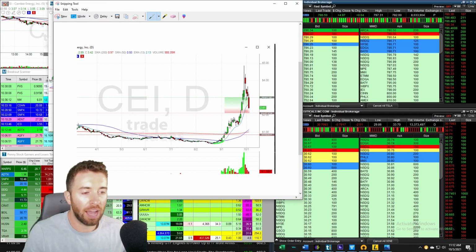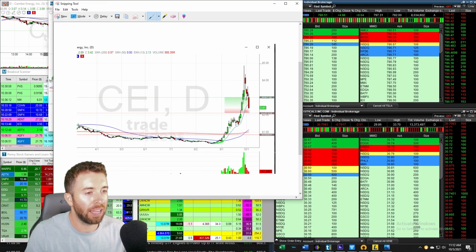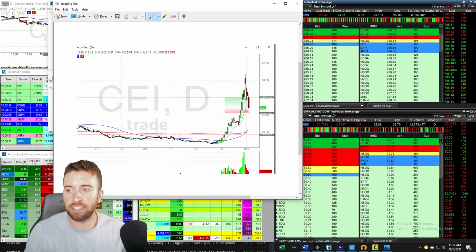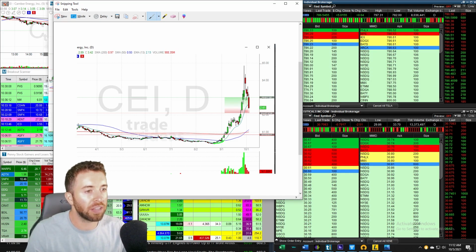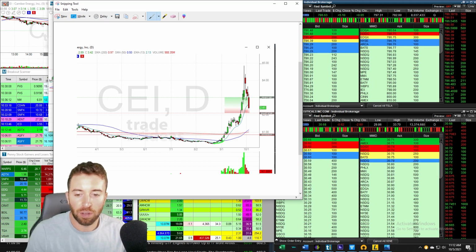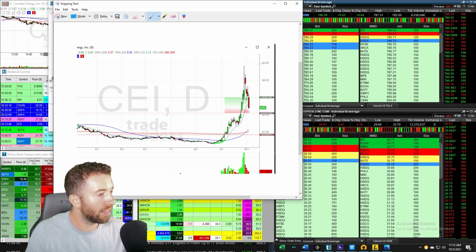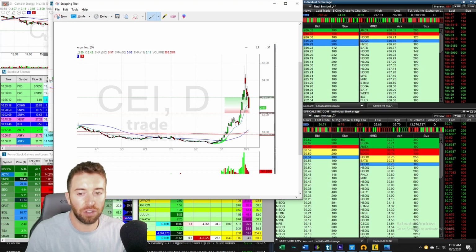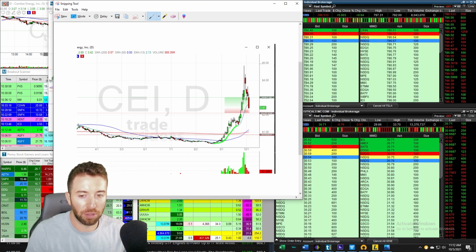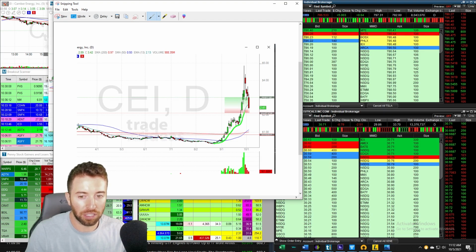How many times have you guys ever jumped into a play and you didn't know where to sell? You say, Deck, I want to keep holding this play, but I don't know where to get out of it. Well, from now on, if you want to hold this play for multiple days, as long as it holds above this green line, you're bullish.